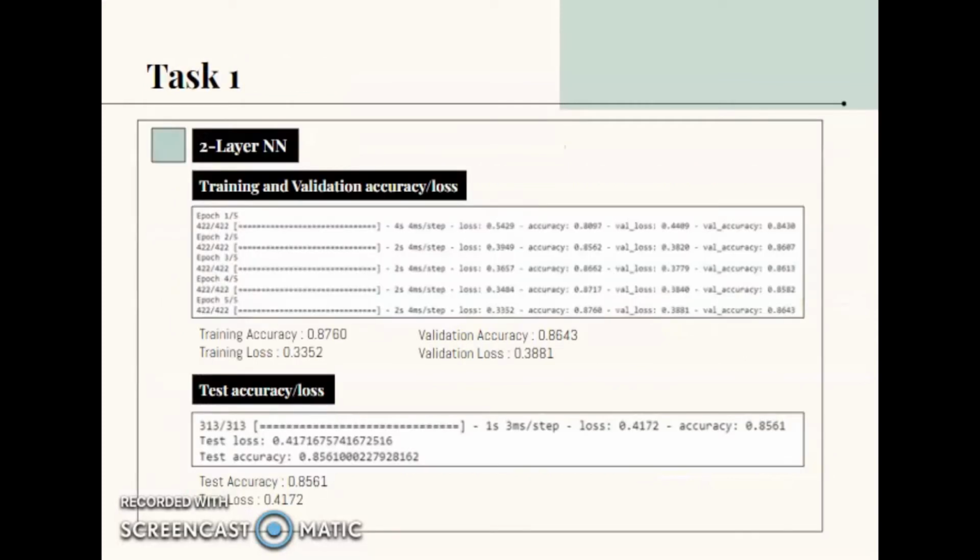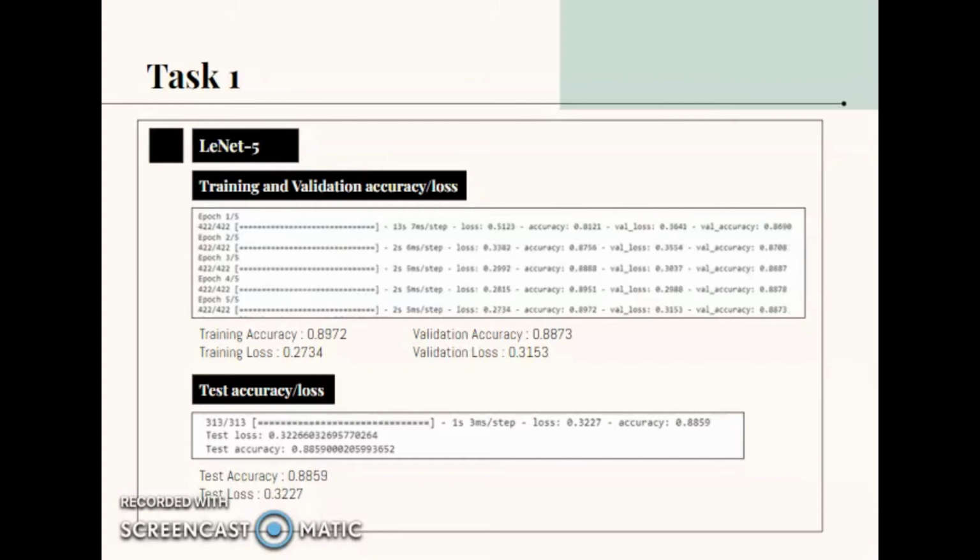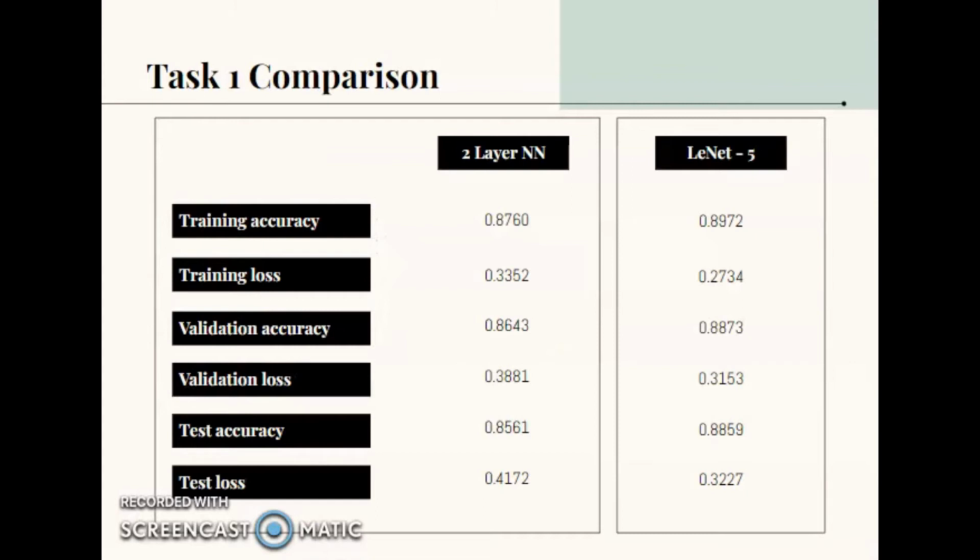So for task 1, the performance is compared using the two-layer neural network and also the LeNet-5. After running the codes, these are the values of the training accuracy, training loss, validation accuracy, validation loss, and also the test accuracy and loss. So put side by side, it can be seen that the LeNet-5 gives a much improved accuracy. For example, for the training accuracy, the LeNet-5 gives 0.8972, meanwhile the two-layer neural network gives 0.8760, which is much lesser than the LeNet-5.